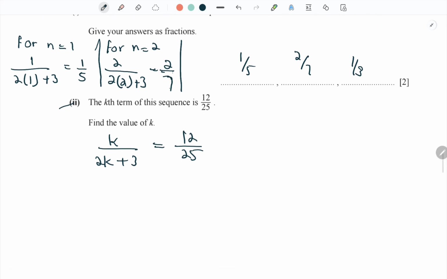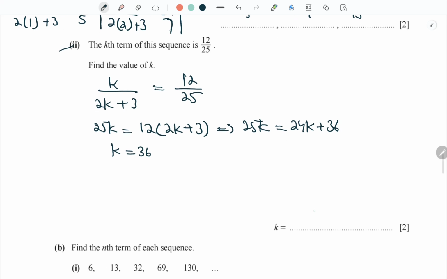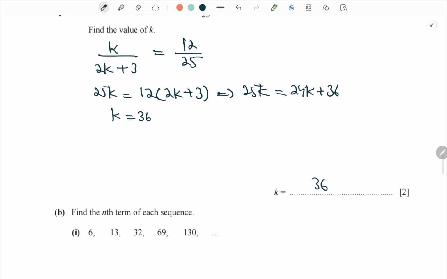Now we cross multiply, so 25k equals 12 times (2k plus 3). So 25k equals 24k plus 36. Now this 24k moves to the other side, so we subtract it from 25k, and we have k left. So k equals 36 is the answer.